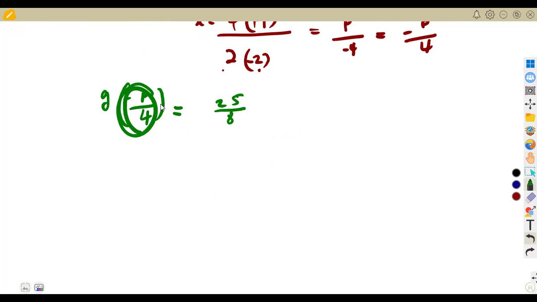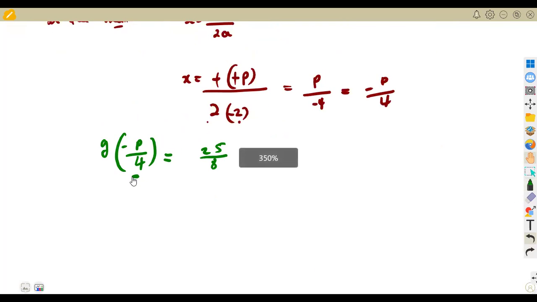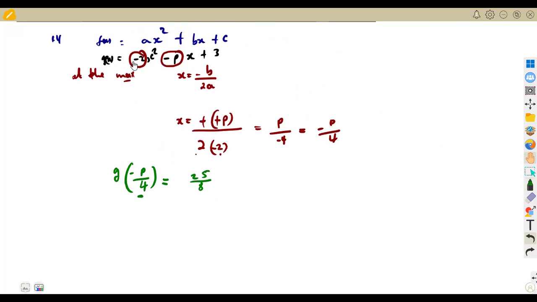So what does it mean? It means in place of x, g of, in place of x, we're going to suppose we have this as our x. So where there's x, we're going to substitute what? Minus p over 4. Where in this equation that we are given here, from our g(x), remember, we are talking from the g(x). So in place of x, we're going to have minus 2 times x squared. Our x is now given as what? Minus p over 4. So it's going to be minus p over 4 squared.